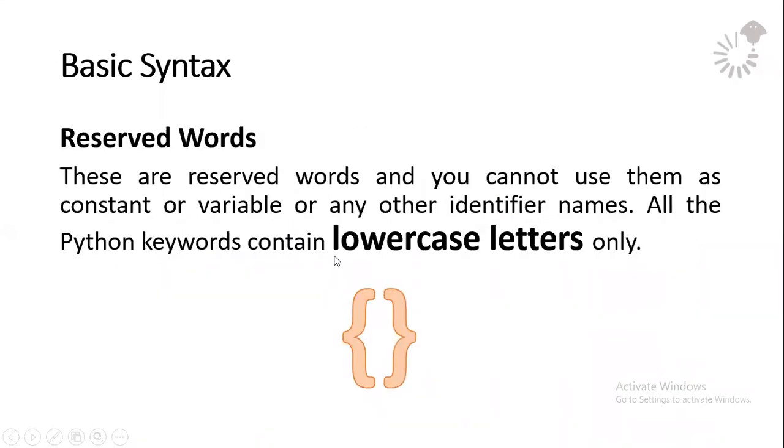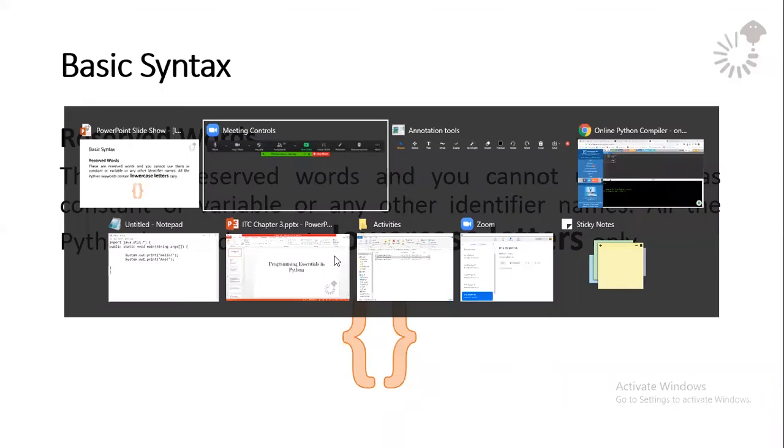Next, reserved words. There are reserved words that you cannot use as constant or variable or any identifier name. Ibig sabihin ng reserved words, ano sila? Hindi mo sila pwedeng gamitin. Parang sa restaurant, naka-reserve yung table, hindi ka pwedeng umupo doon. So, merong mga words sa Python that are treated as reserved words, meaning you cannot use them as name for identifiers. And all the Python keywords contain lowercase letters only.